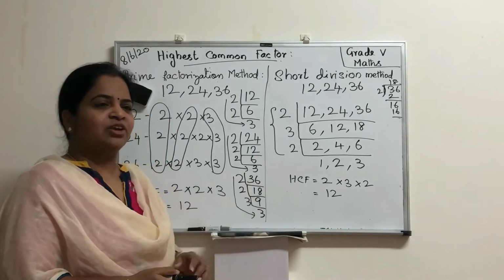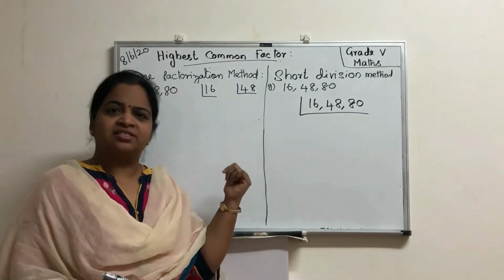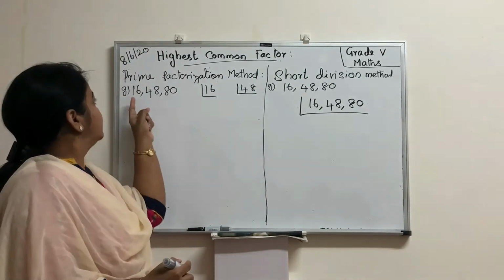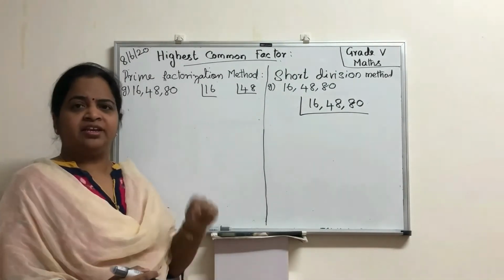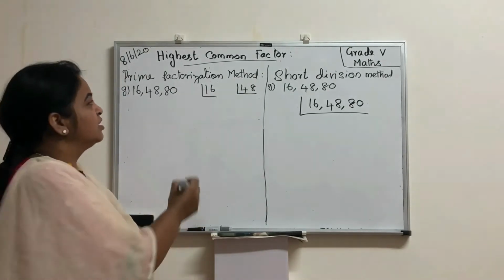Okay. I will give another number now. Now we will see the next sum. You are going to find the HCF of 16, 48 and 80. First we will find the factors of 16.